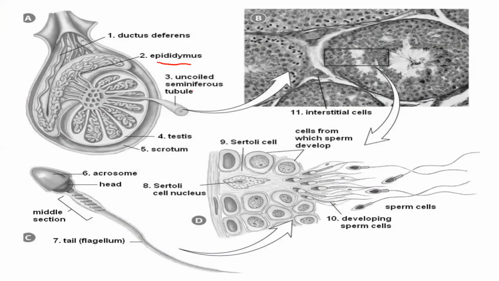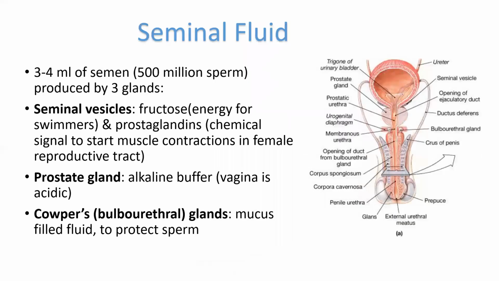Epididymis, seminiferous tubules. Notice the interstitial cells between. Developing sperm, and wedged between them are Sertoli cells that nourish the developing sperm. And these are the different parts of the sperm. Goodness me, I'm losing my marbles. So yes, 3 to 4 millimeters, a very small amount.